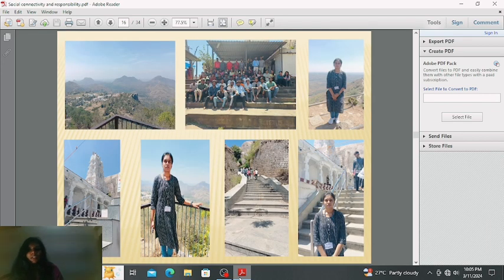And as you can see, these are some of the pictures that I took in the social connect and responsibility heritage walk. As the first picture, you can see the Didi Hills, and the second picture is the group picture with my fellow classmates, and it is a picture of me standing in front of the hills. Then we visited the Lakshmi Narasimha Swami temple, and these were some of the pictures which I took there.